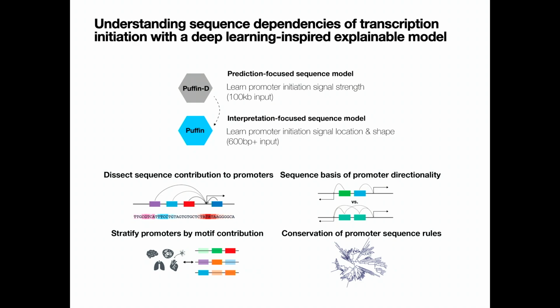So to summarize, we are able to build a simple model that can predict from the sequence to the transcription initiation signals. And this has allowed us to understand something about the promoters, including what the sequence dependencies are and how those motifs contribute to the promoters. We are able to use that to stratify promoters by motif contribution and found that certain motifs have different preferences for tissue specificity. And we can use that to explain the directionality of those promoters. And we can look at the conservation across different species.